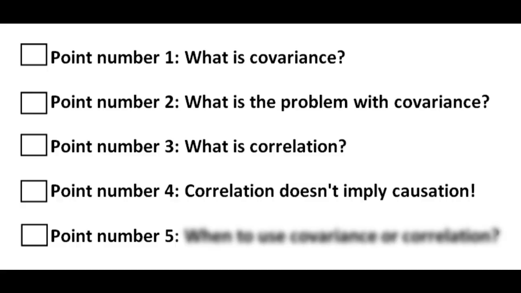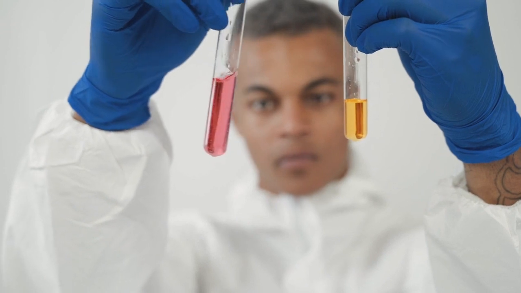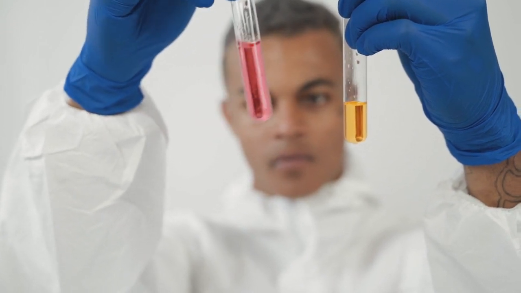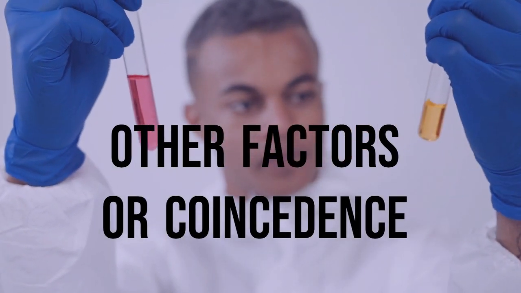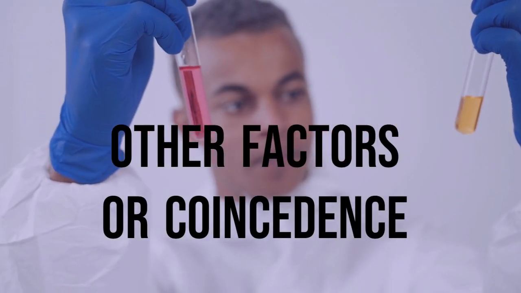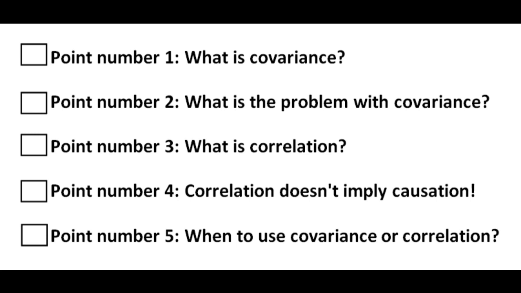Now it's the time for point number 4. Correlation doesn't imply causation. Now what is it? It means just because two variables have a strong correlation, that doesn't mean one causes the other to change. There might be other underlying factors, or it could be a mere coincidence. So when should we use covariance or correlation?